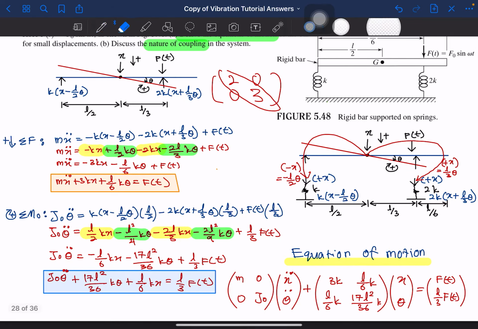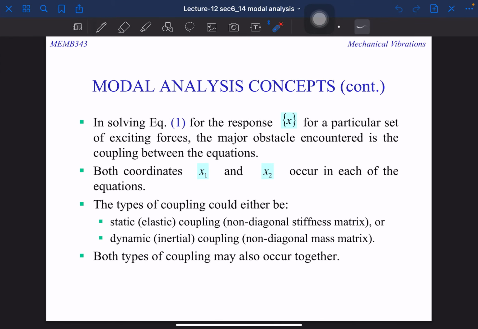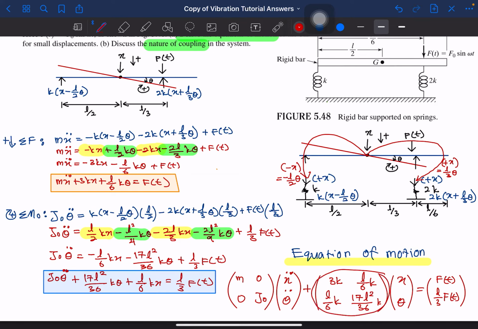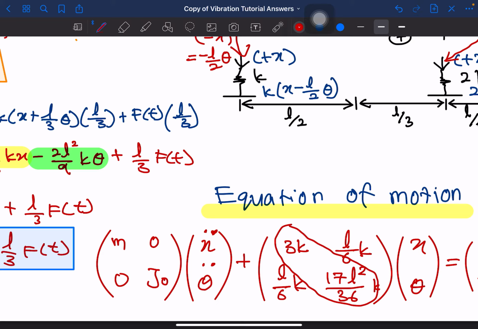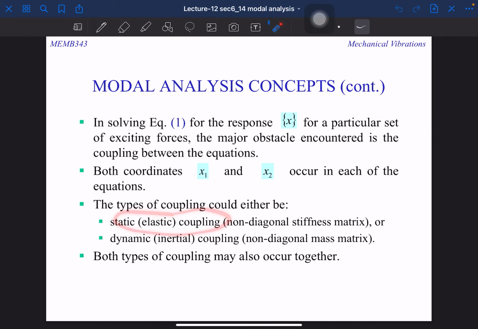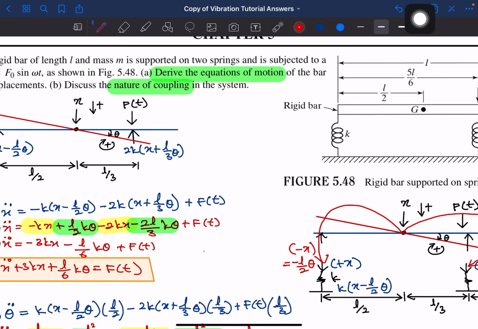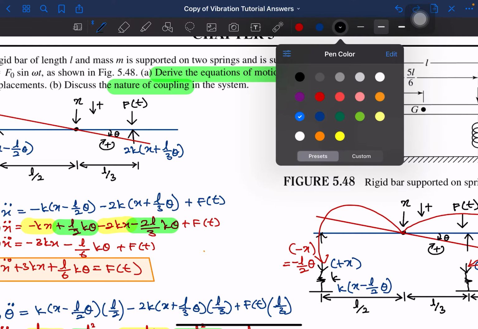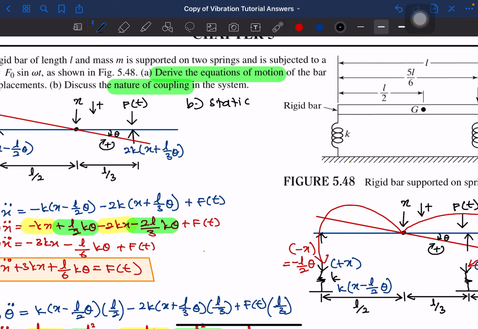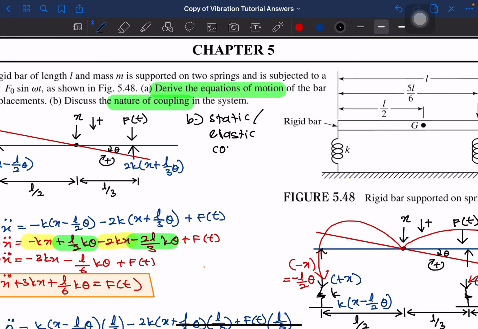For this question, we found the matrix for the spring like this. The mass matrix is diagonal, right? But the spring matrix is non-diagonal because other than the main diagonal, you have values. It is not zero. So this is a non-diagonal stiffness matrix. Since it is non-diagonal for the stiffness matrix, your answer will be static or elastic coupling. So you can put it over here for B. Your answer will be static or elastic coupling.